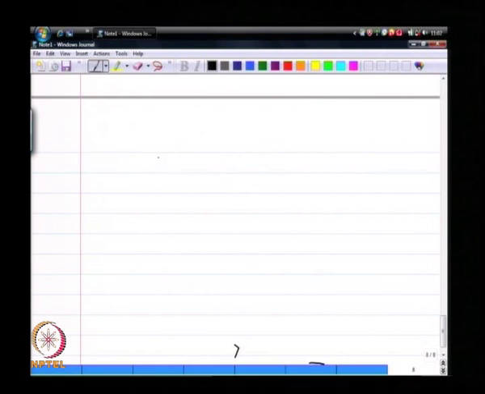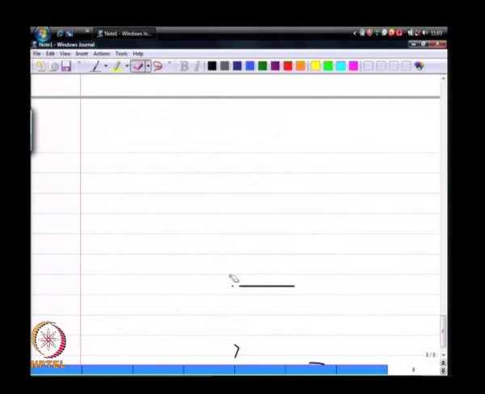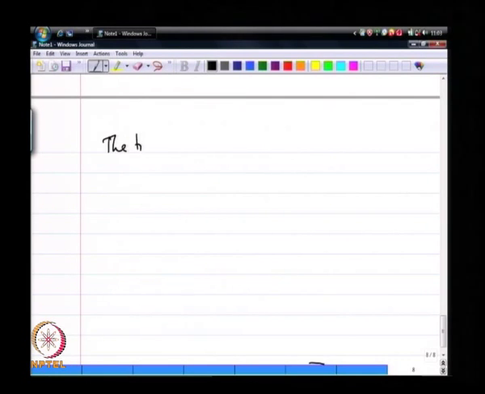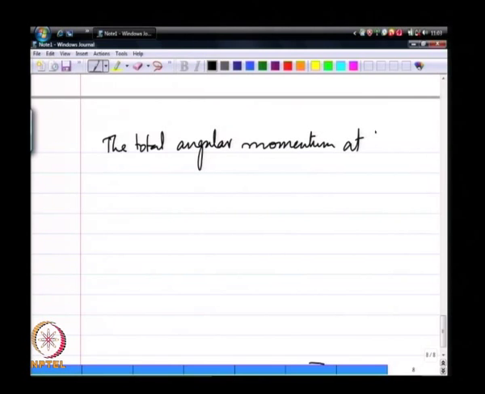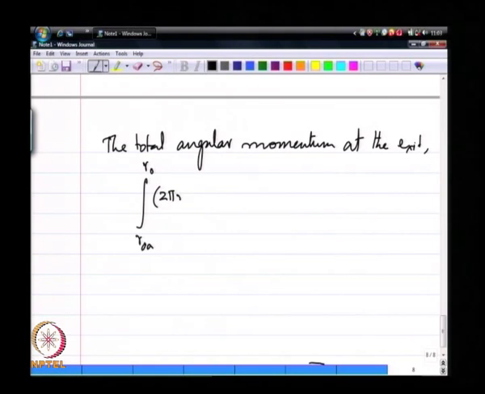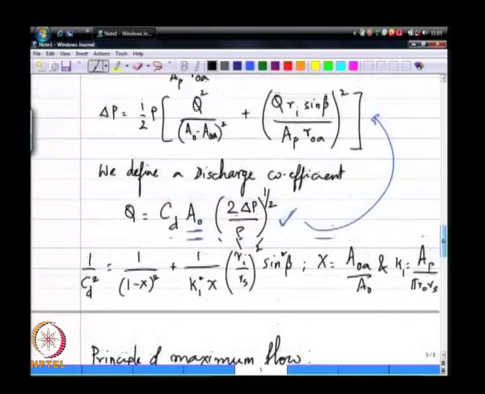So, for that we are going to use the idea that we have a free vortex inside the swirl chamber. A free vortex has a 1 over r dependence of the swirl velocity with the radial coordinate. So, we will take advantage of that, and once I do that, the total angular momentum at the exit is given by the integral going from R0A to R0 of 2 pi r. This is actually better stated as angular momentum flux at the exit. It is like how much angular momentum is exiting the swirl chamber at this point.